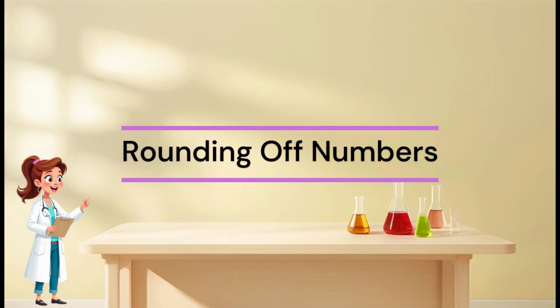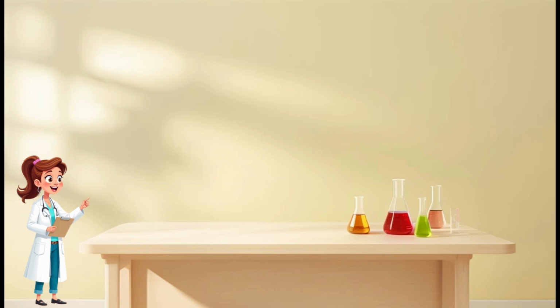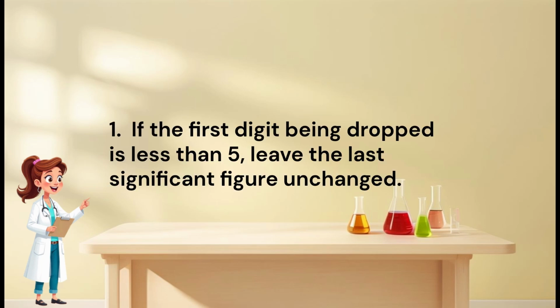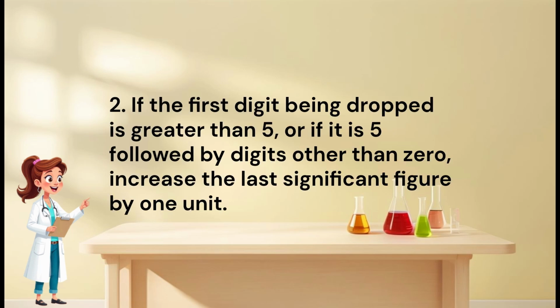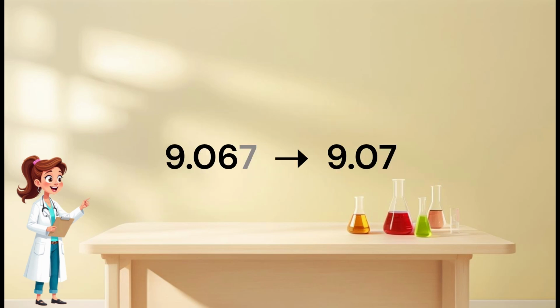Rounding off numbers. When rounding off numbers, we drop the digits after the last significant figure, using the following procedure. 1. If the first digit being dropped is less than 5, leave the last significant figure unchanged. Example, rounding to 3 significant figures, 9.063 becomes 9.06. 2. If the first digit being dropped is greater than 5, or if it is 5 followed by digits other than 0, increase the last significant figure by 1 unit. Example, rounding to 3 significant figures, 9.067 becomes 9.07.